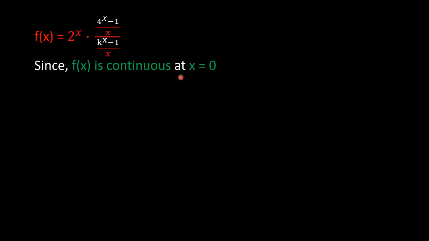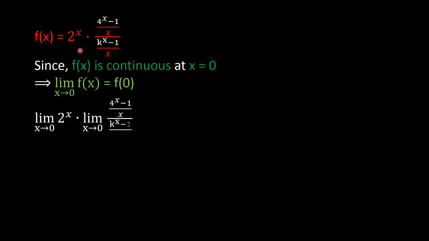Since f(x) is continuous at x equals 0, we know that limit of f(x) as x approaches 0 is f of 0, that is the value of the function at x equals 0. So limit of this function will be 2, because f of 0 is 2. We'll solve this limit by substituting 0 in place of x.